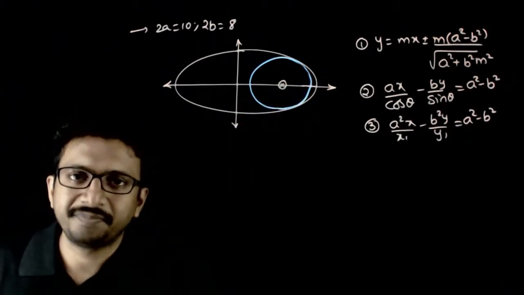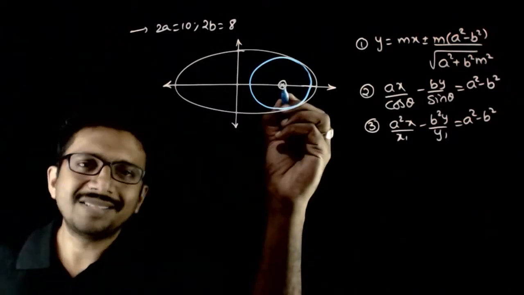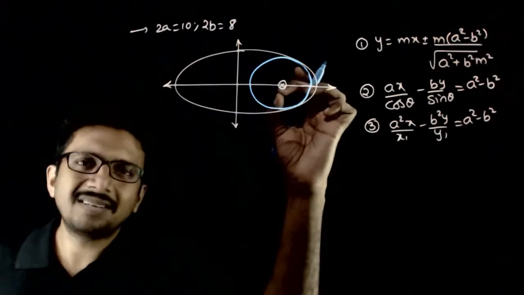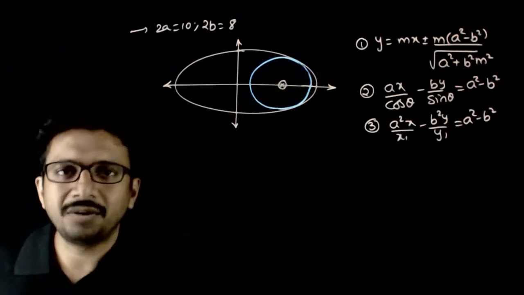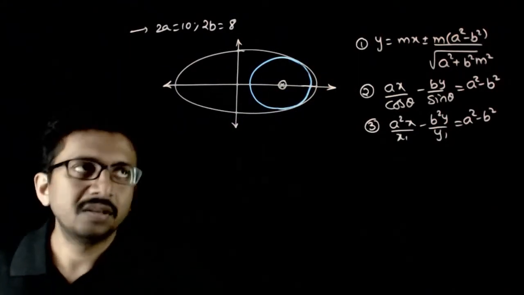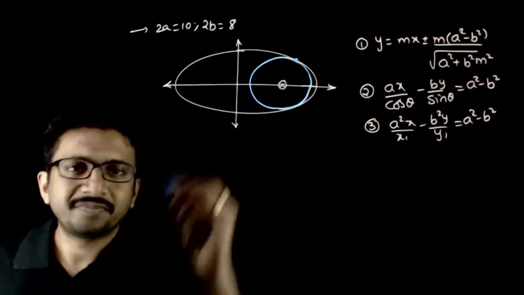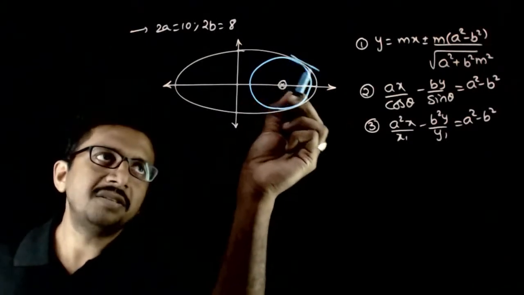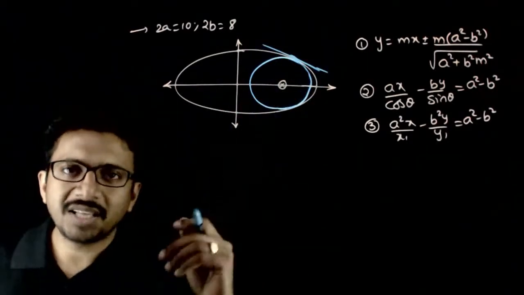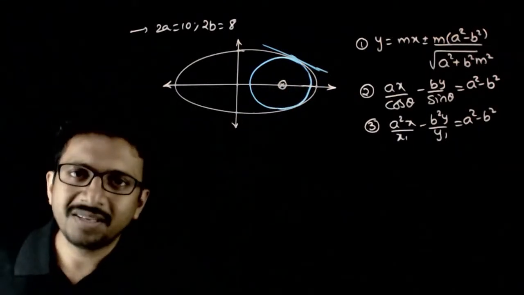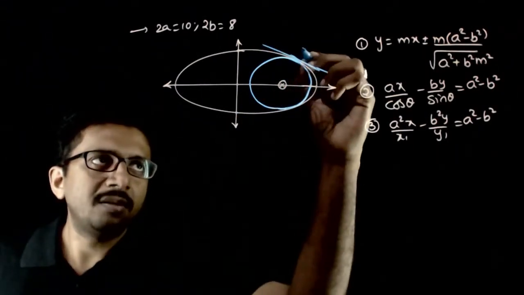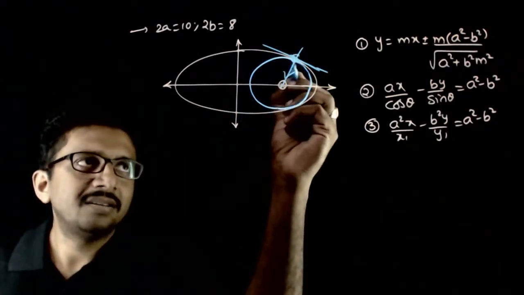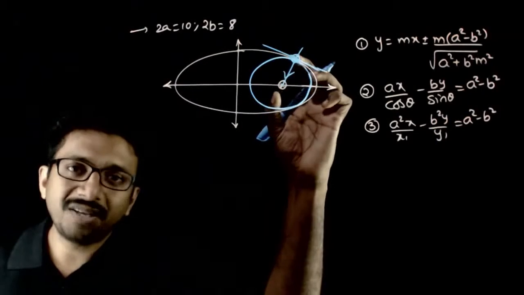That's the question. Now my center is the focus, and as you increase the size of the circle, there will be one stage where the circle will be tangential to this ellipse. In that case, the circle and this ellipse will have a common tangent because they are touching each other. That means at the point of contact they have a common tangent and also a common normal. So let us try to find the common normal.